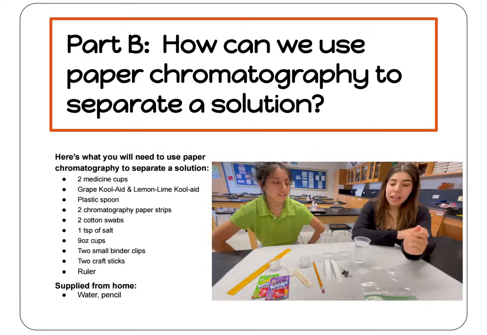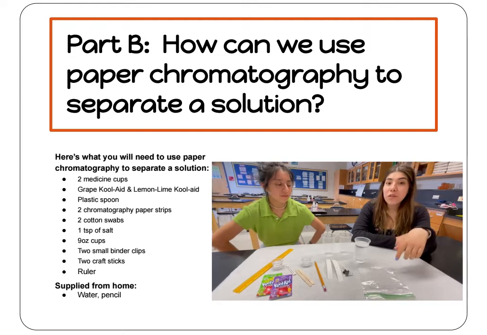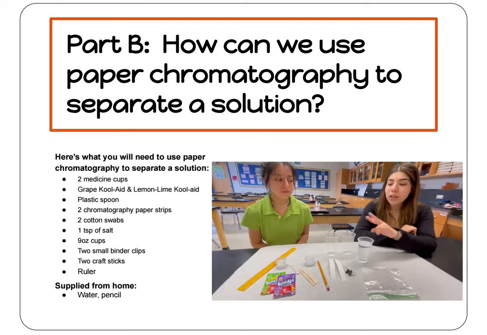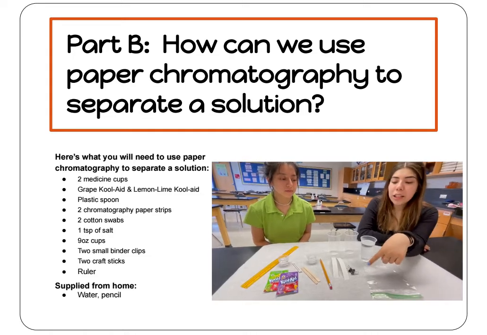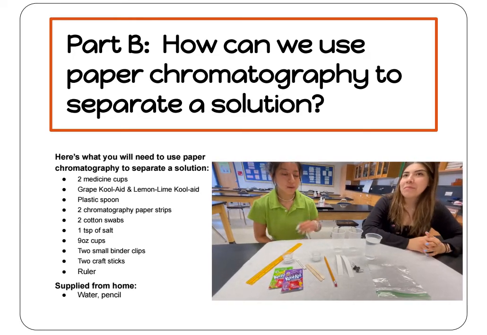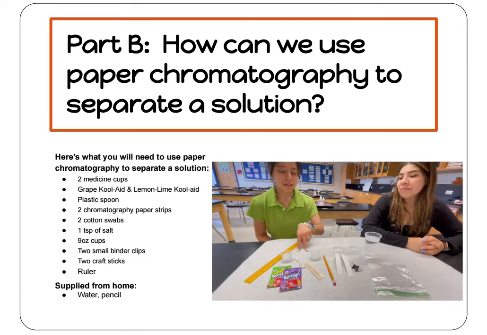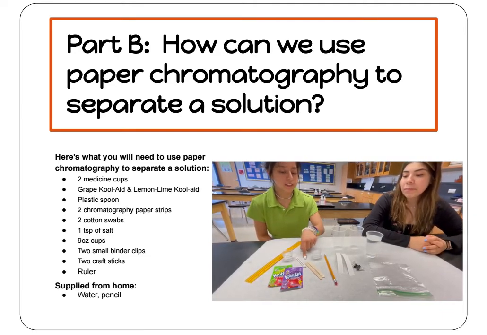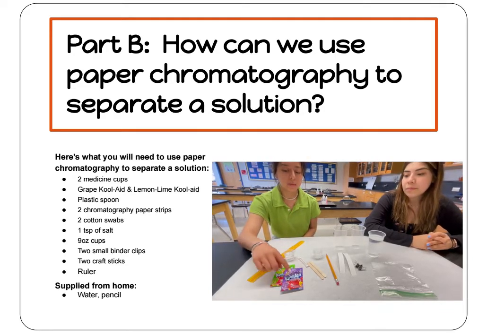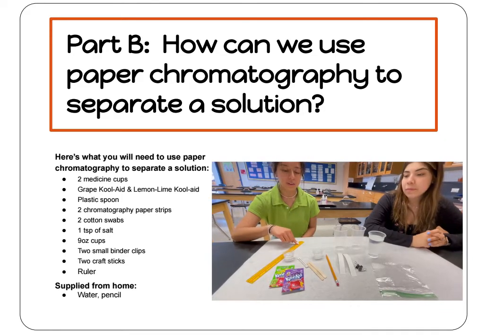For our next experiment, we will be testing out how paper chromatography works to separate a solution. So for this experiment, you will need a plastic bag with salt, water, 2 cups, 2 binder clips, and 2 chromatography pieces of paper. You will also need a pencil, 2 measuring cups of water, 2 popsicle sticks, 2 Q-tips, 2 Kool-Aid packages, 1 lime, 1 grape, and you will need a roller.